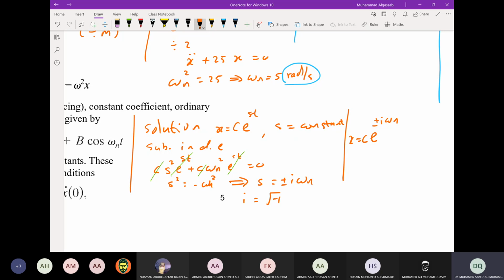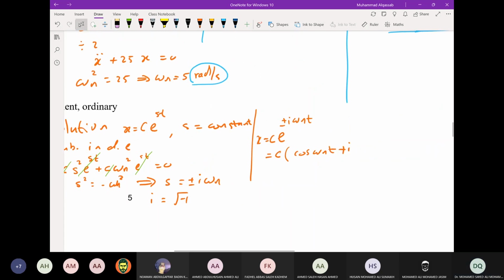So this will be equal to c, using, this is called Euler equation. So this will reduce to cosine omega n t plus I sine omega n t. So usually we just call this a sine omega n t plus b cosine omega n t.